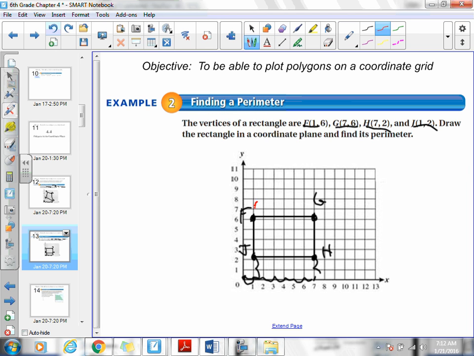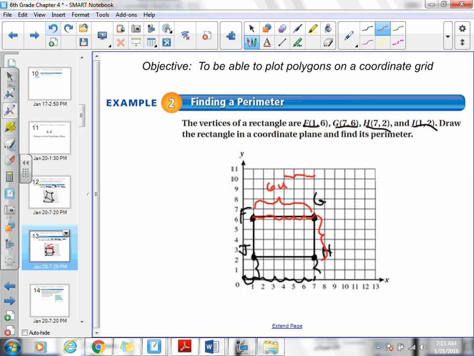So if you look at this side up here, let's look at side FG first. We can see that side FG is how many units? 1, 2, 3, 4, 5, 6. Each one of these little lines is a unit. So there's 1 unit, here's another, there's 3. So anyway, side FG is 6 units.